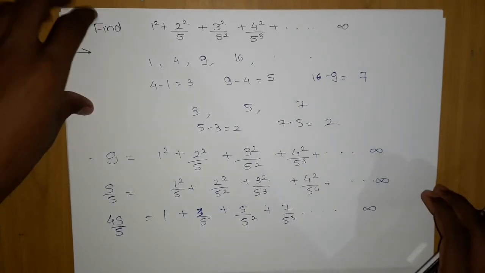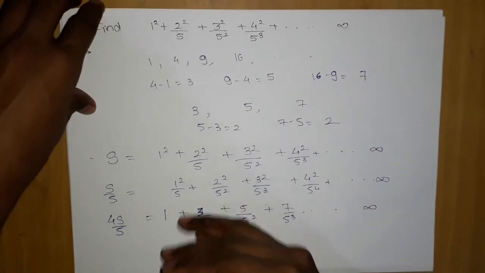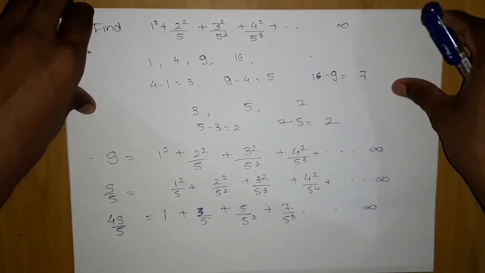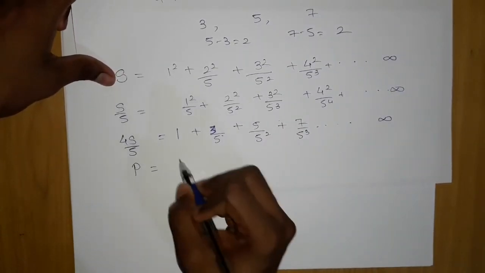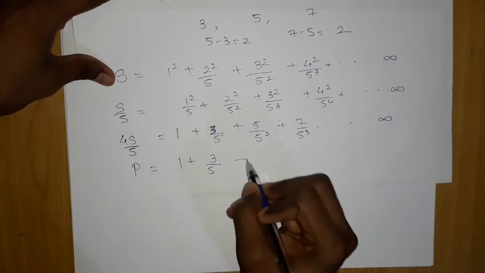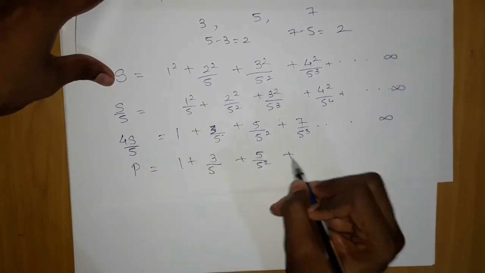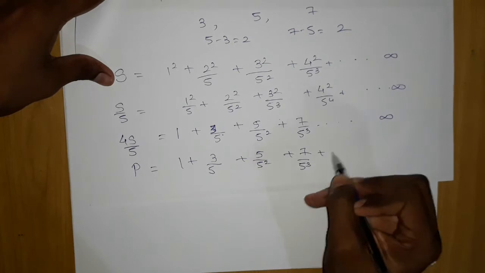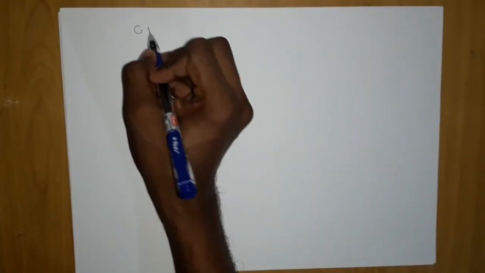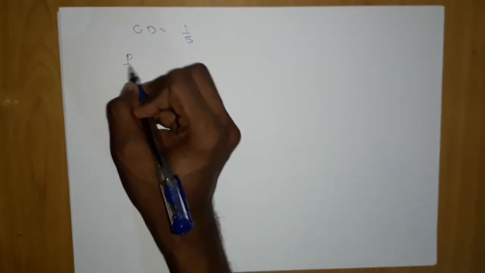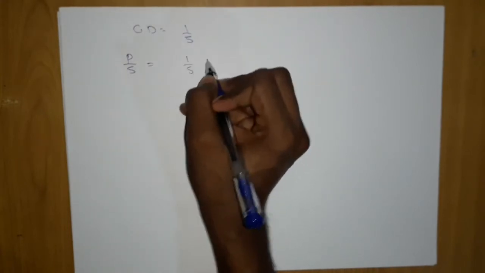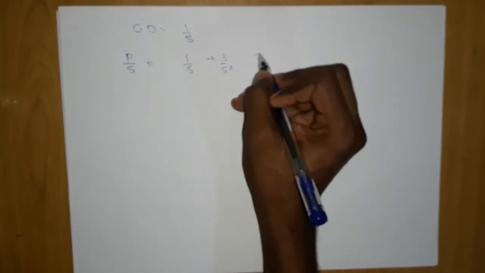Now we know that this is not the end, we have to do AGP again. So don't get scared. In this problem we need to use AGP twice. Call it P. What our P is, 3 by 5, 5 by 5 cube, till infinity. Now it is more simple. Now the common ratio is 1 by 5. If I multiply it by 1 by 5, what I am left with is 3 by 5 square, 5 by 5 cube, until so on infinity.